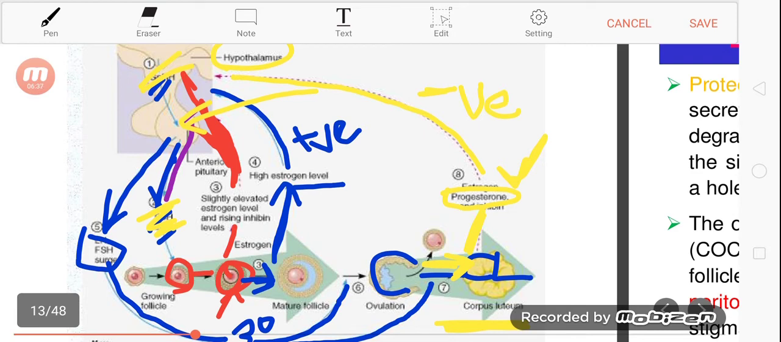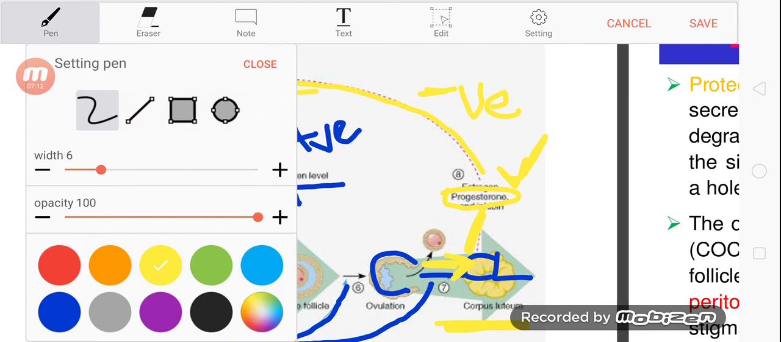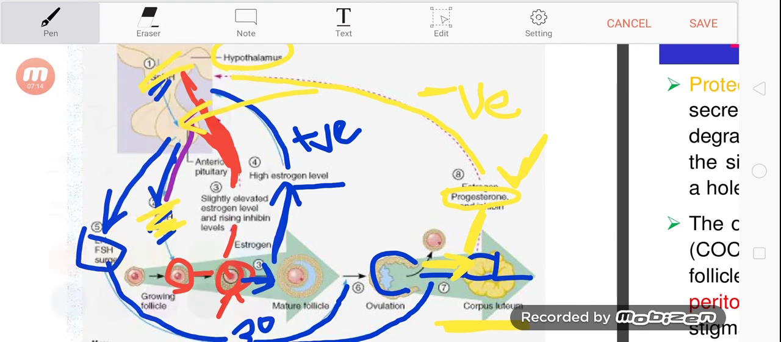As long as progesterone is present in higher concentration, it will cause negative feedback to the hypothalamus and GnRH. Once the corpus luteum dies, at the end of the menstrual cycle, the ovarian cycle, and the uterine cycle, the corpus luteum degenerates, no more progesterone. Let's draw in blue color, the light blue color.